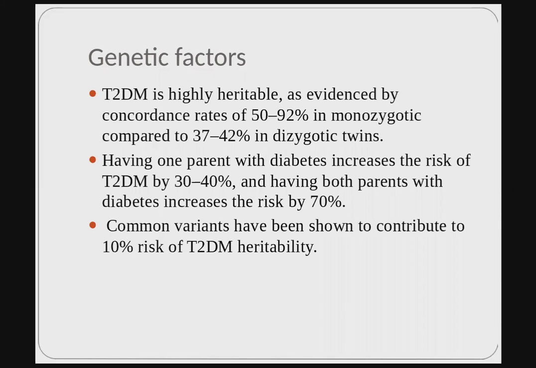So it coincides with the peak of physiological pubertal insulin resistance. And most children have a family history of diabetes, either in the first or second degree relative. The epidemiology is mostly seen in the second decade of life.